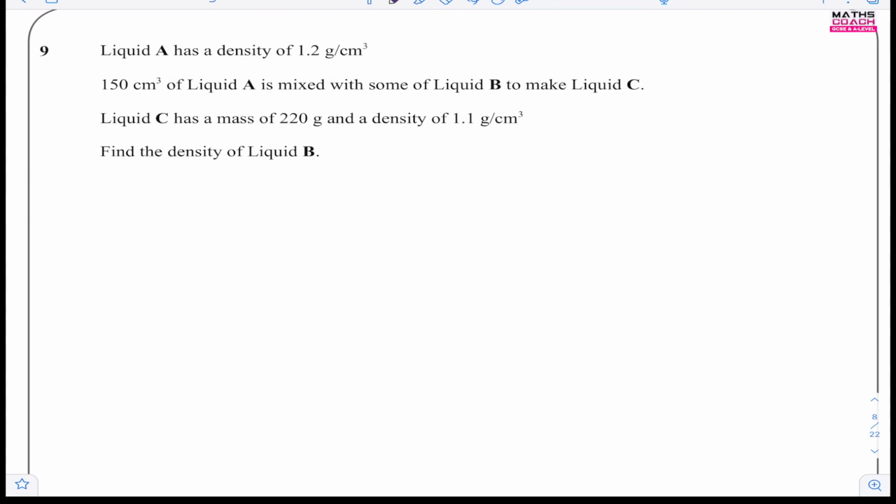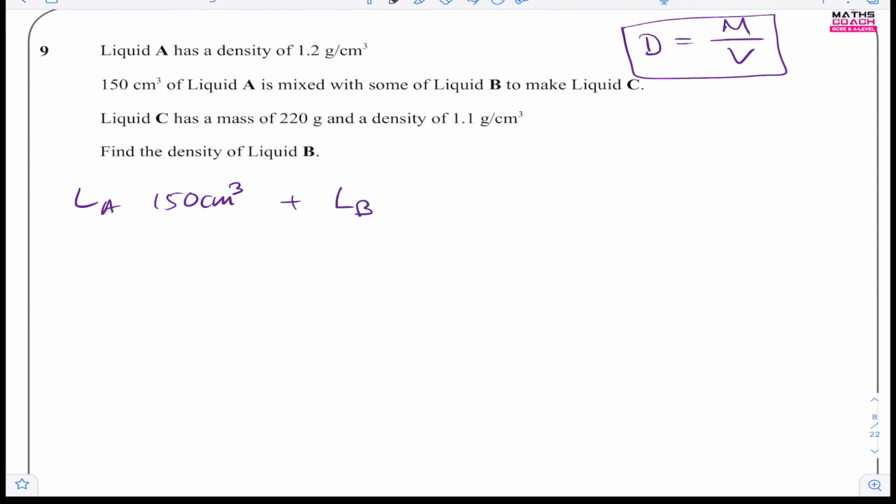So first of all, let's write down our formula that we need, which is density is equal to mass divided by volume, and different variations of that which we can derive from this formula. So we are told that liquid A, 150 centimeter cubed of it, plus liquid B, an unknown volume of it, is mixed together to give us liquid C, and again an unknown volume of that. So where do we begin this question? First of all, let's start off by finding the mass of liquid A.